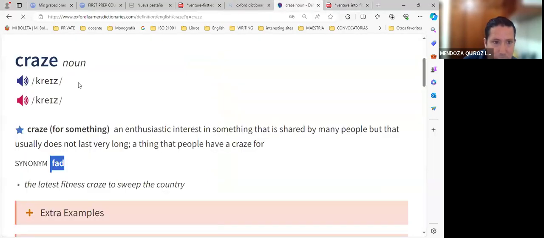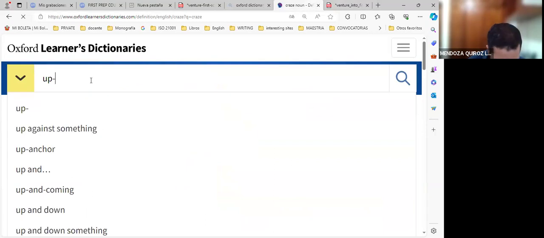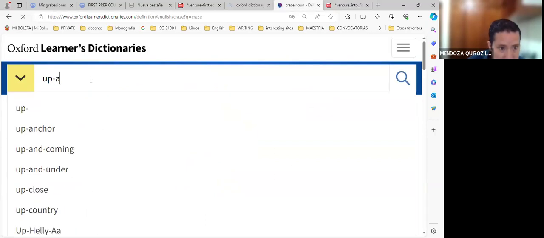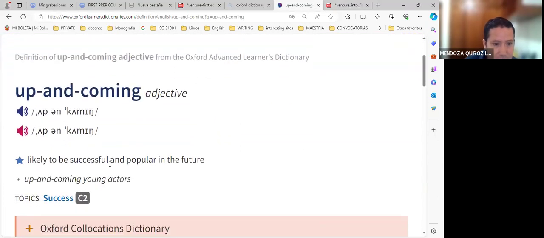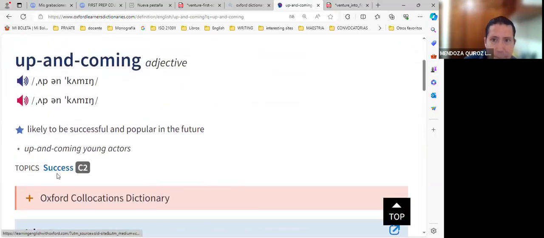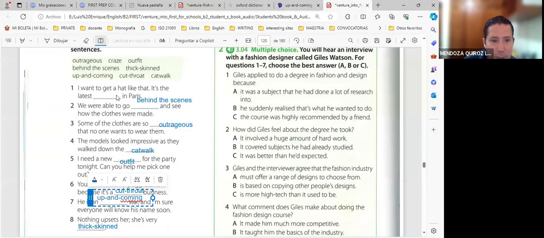Here, up and coming is about the actor. You remember, even here in the dictionary, up and coming refers to an actor: likely to be successful and popular in the future. Up and coming young actors, right? It seems like the adjective is used with people, no? With people. So this is it. Up and coming here, and here is craze.